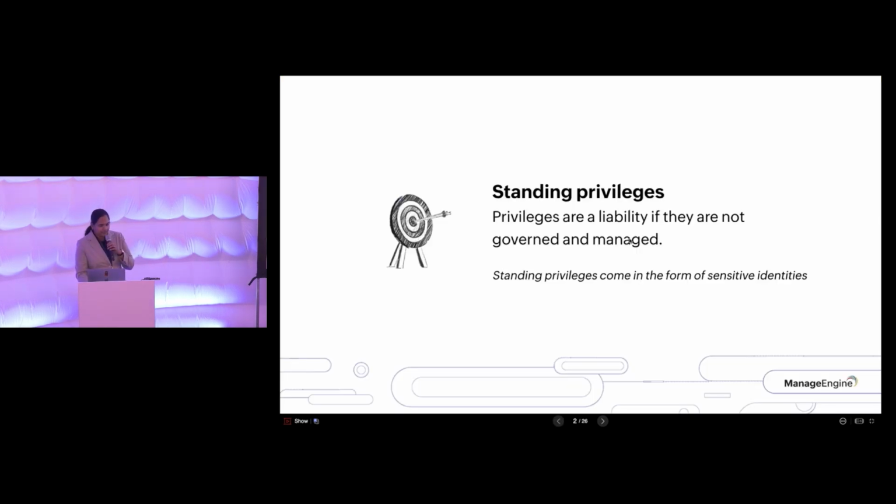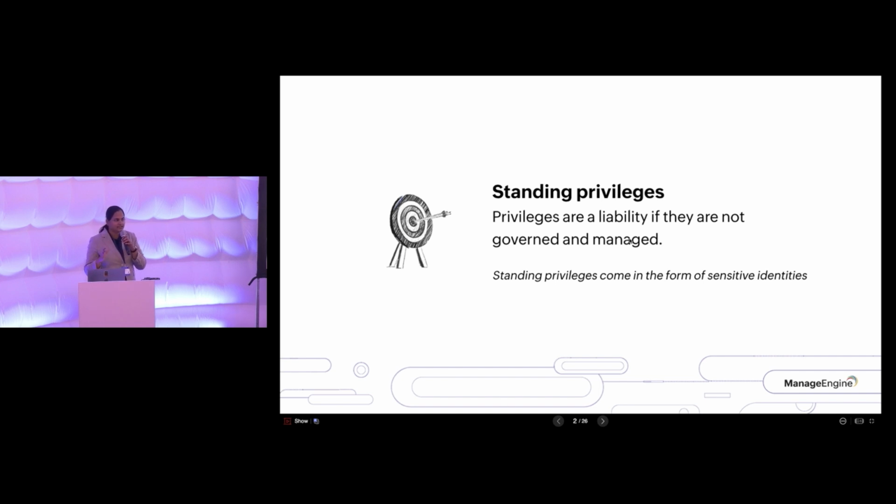So let me begin with a statement here, right? Is anybody here aware of standing privileges? Are you aware of what standing privileges mean and what organizations have to do with standing privileges? Anybody?